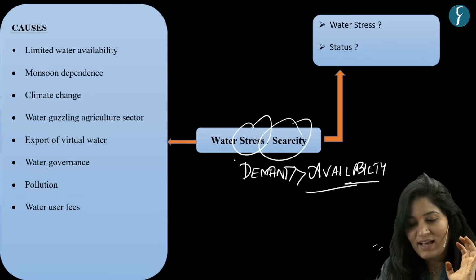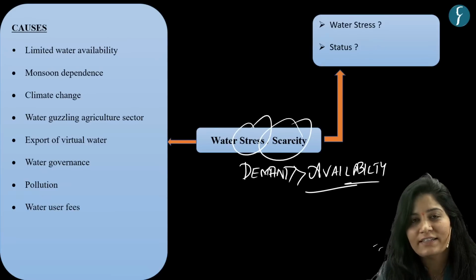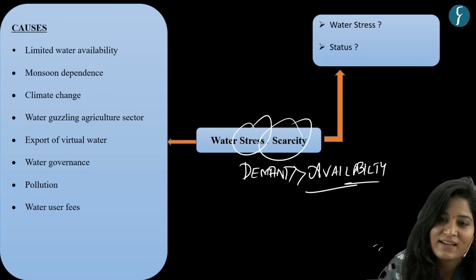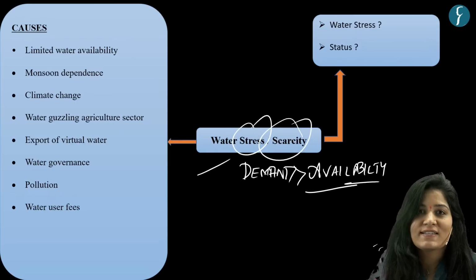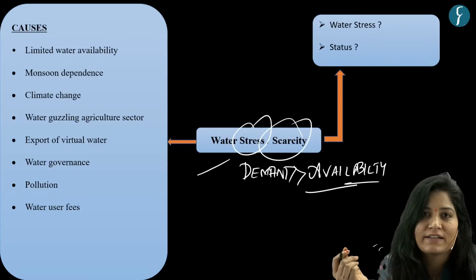Okay. So now, if you burden any kind of fresh resource, then definitely it will deteriorate quantity wise and quality wise. And that is water stress. So now, before moving to causes, you should know some facts with respect to the status of water management in India.